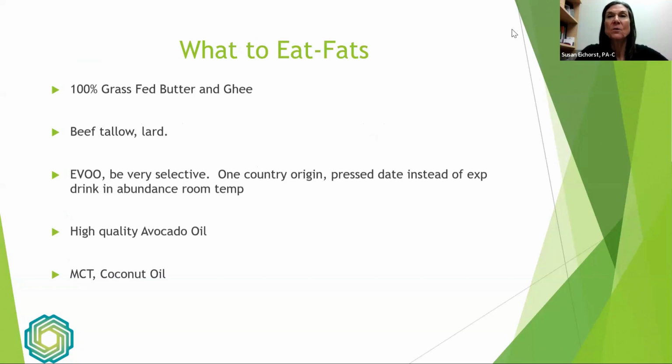You want beef tallow, you want lard, extra virgin olive oil. Be very selective with this. It's heavily tainted, different blends. Pay good money, know where it's from. You want a single source from a single country. You want to know when it was pressed, not when does it expire. Don't buy it in big quantities.